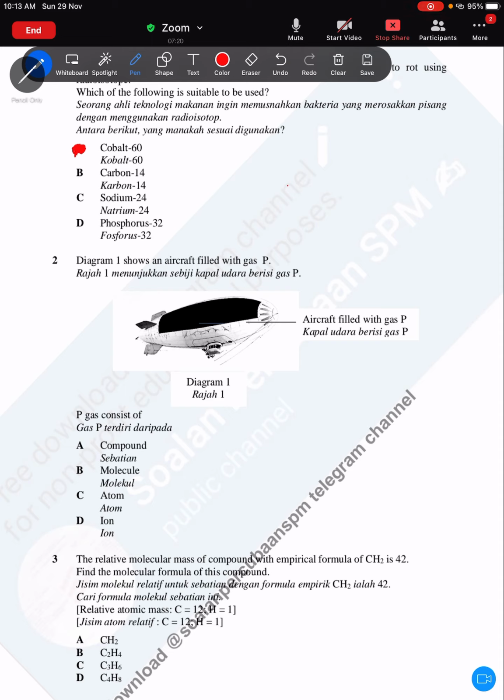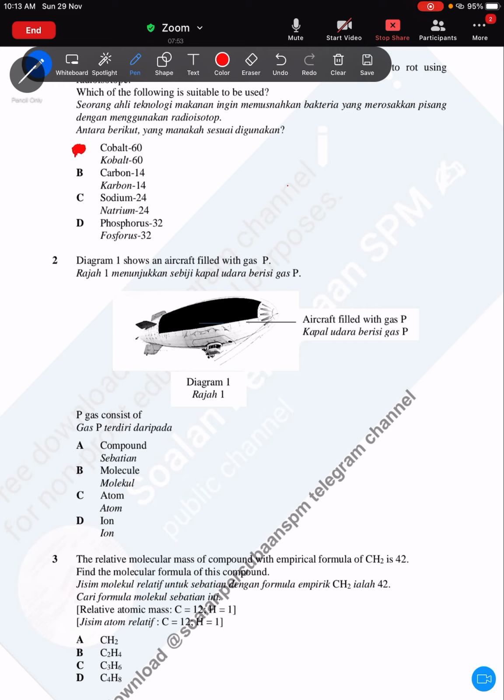Normally for carbon 14, we will measure the age of the artifact, and sodium is for pipe leakage, and phosphorus 32 is more to what? The 32. Tell me. It's more like a fertilizer, and also yes, it is in the plants. They use it in the plants. Yes, you are right.